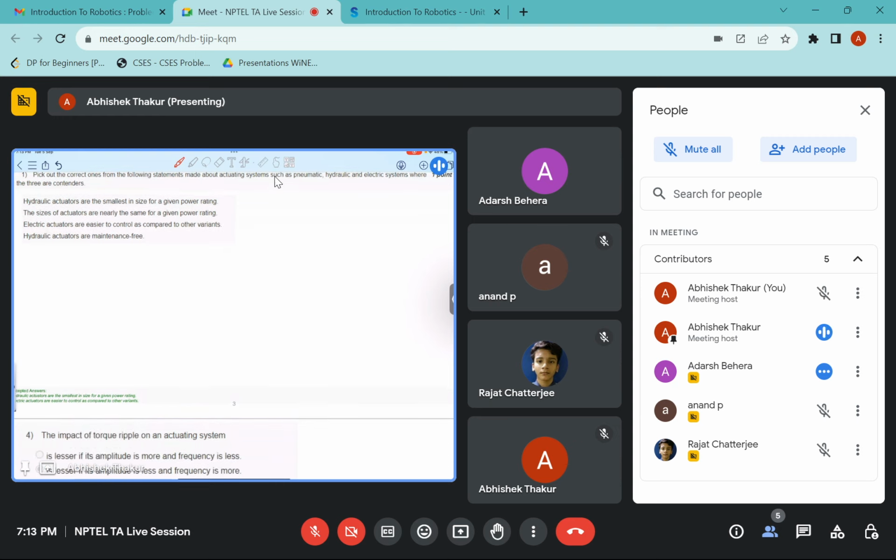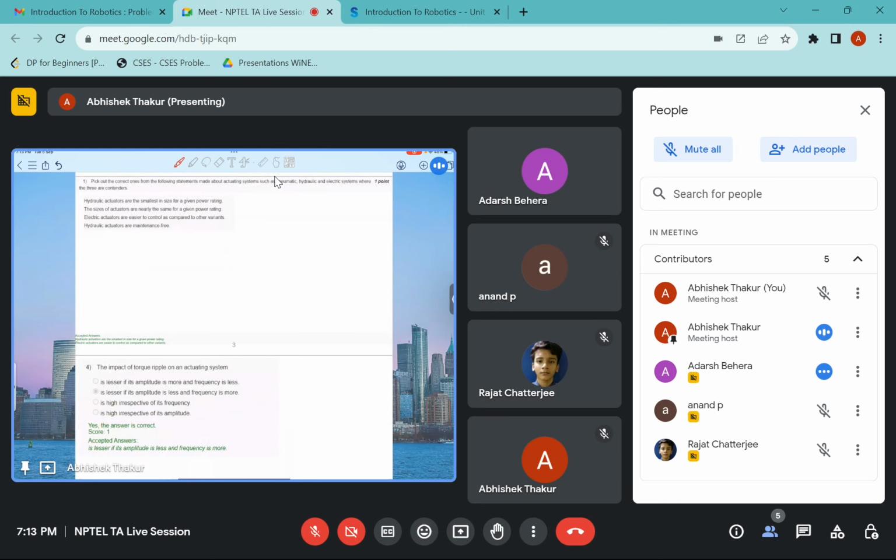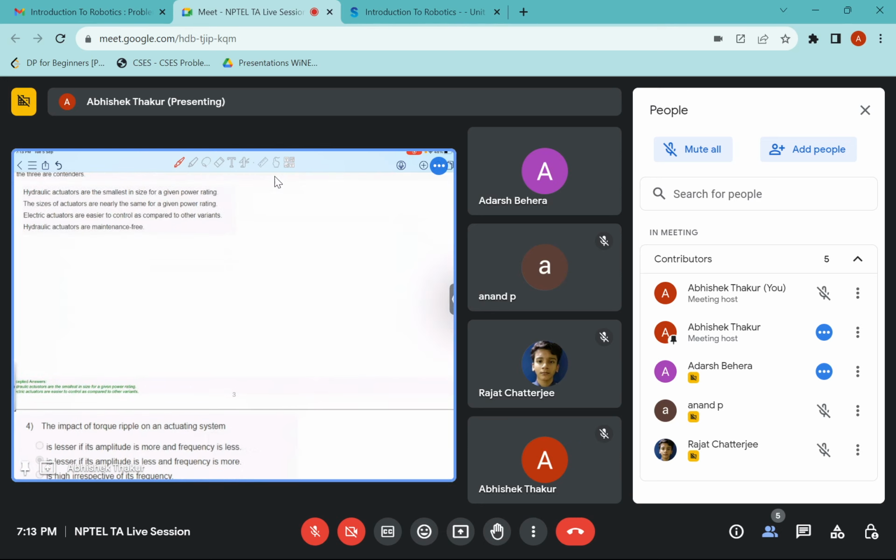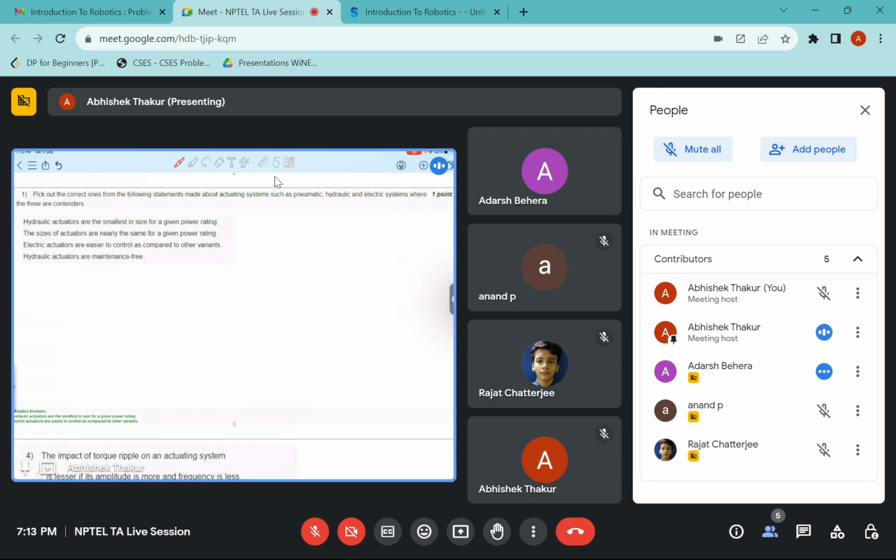So we'll solve some of the theoretical questions as well as numerical questions in today's lecture. So the first question is: pick out the correct ones from the following statements made about actuating systems. Pneumatic, hydraulic, and electric systems are given.